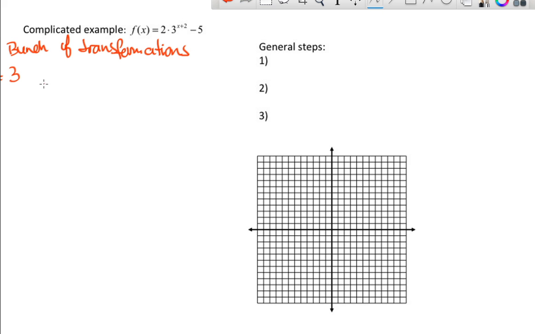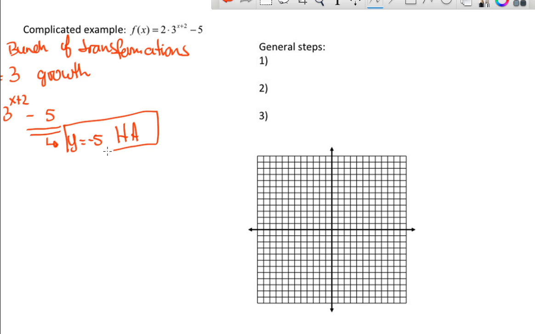So let's go through this the same way other than that, and we'll see what I mean with that. So a here is 3, so this is a growth function. If I look at the overall function here, this -5 over here, we just saw that on the hyperbolics, so that means y equals -5 is your new horizontal asymptote.